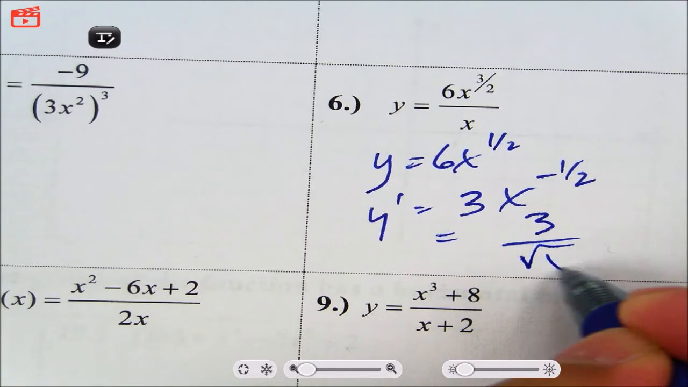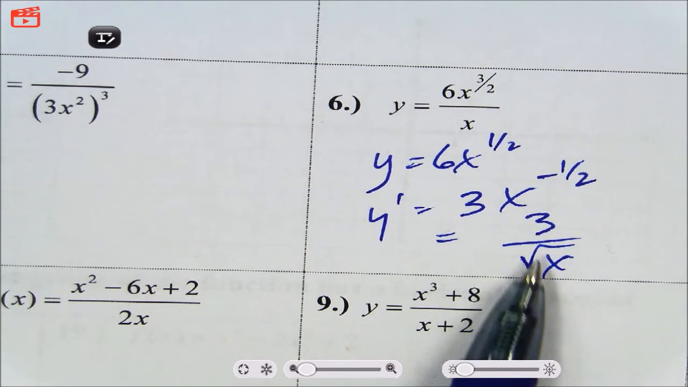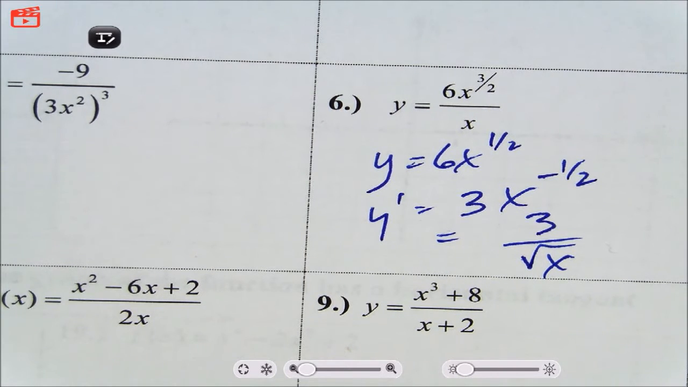But if you were taking a test or something, you might have to rewrite it as 3 over the square root of x. Why did you make it to the 1/2? So wouldn't 3... So can you explain how you divided the x into 6? Like the first step.